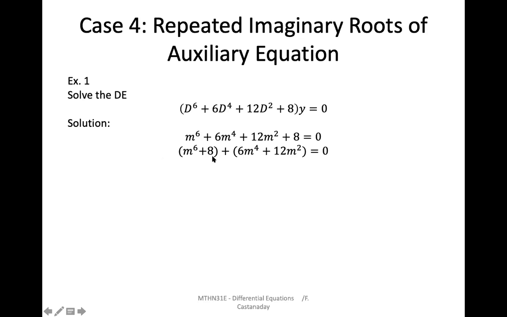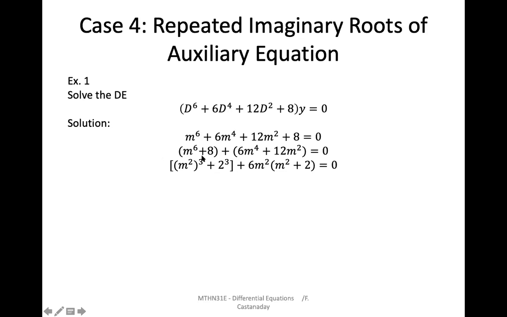So what I will be doing here is m raised to 6 can be simplified into, of course, m squared raised to 3, and 8, if you take the cube root of this one, it's 2. So I have m squared raised to 3 plus 2 cubed. And here I'll be factoring out 6m squared, so I will have m squared plus 2. Okay, did you see the idea here?